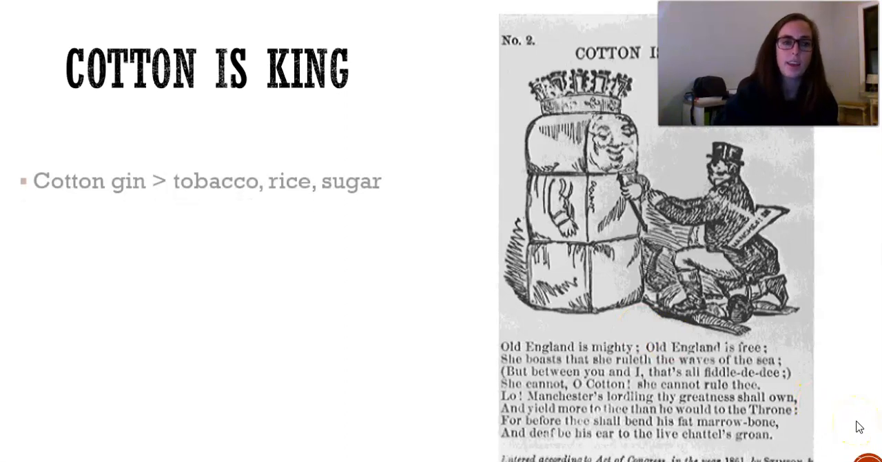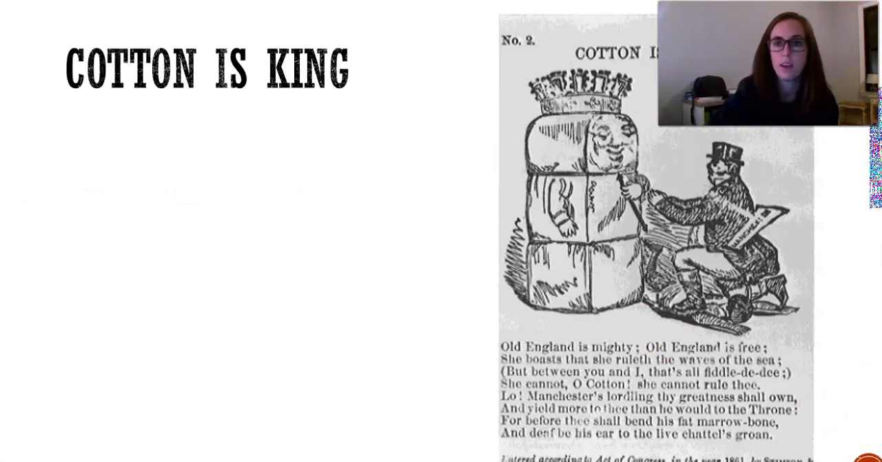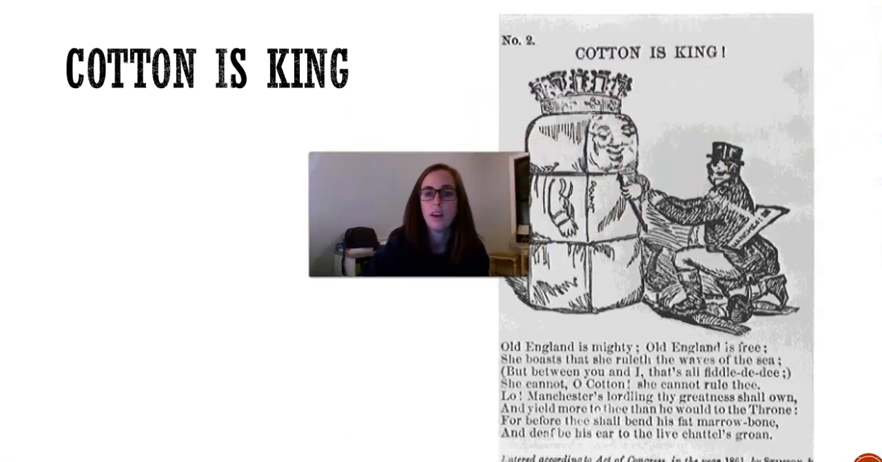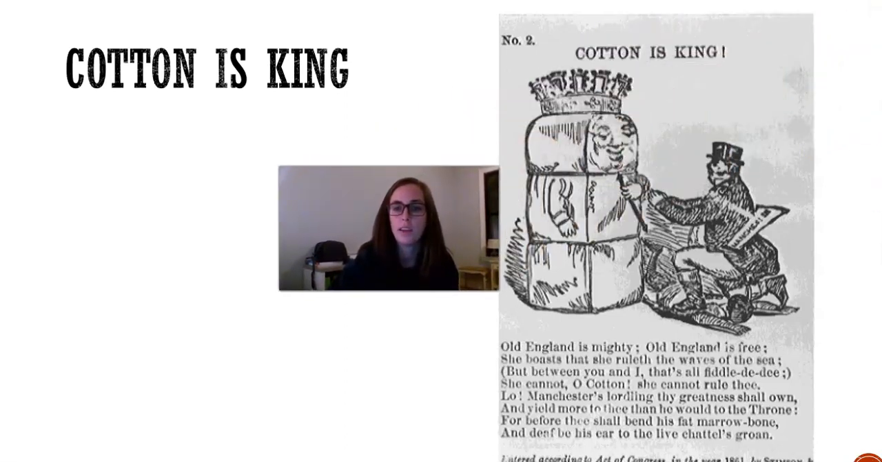Okay, so cotton is king. What does that mean? You see this is a pretty famous Punch cartoon right here. "Old England is mighty, old England is free. She boasts that she ruleth the ways of the sea. But between you and I, that's all fiddle-dee-dee. She cannot, O cotton, she cannot rule thee." What does that mean? You can keep reading there.